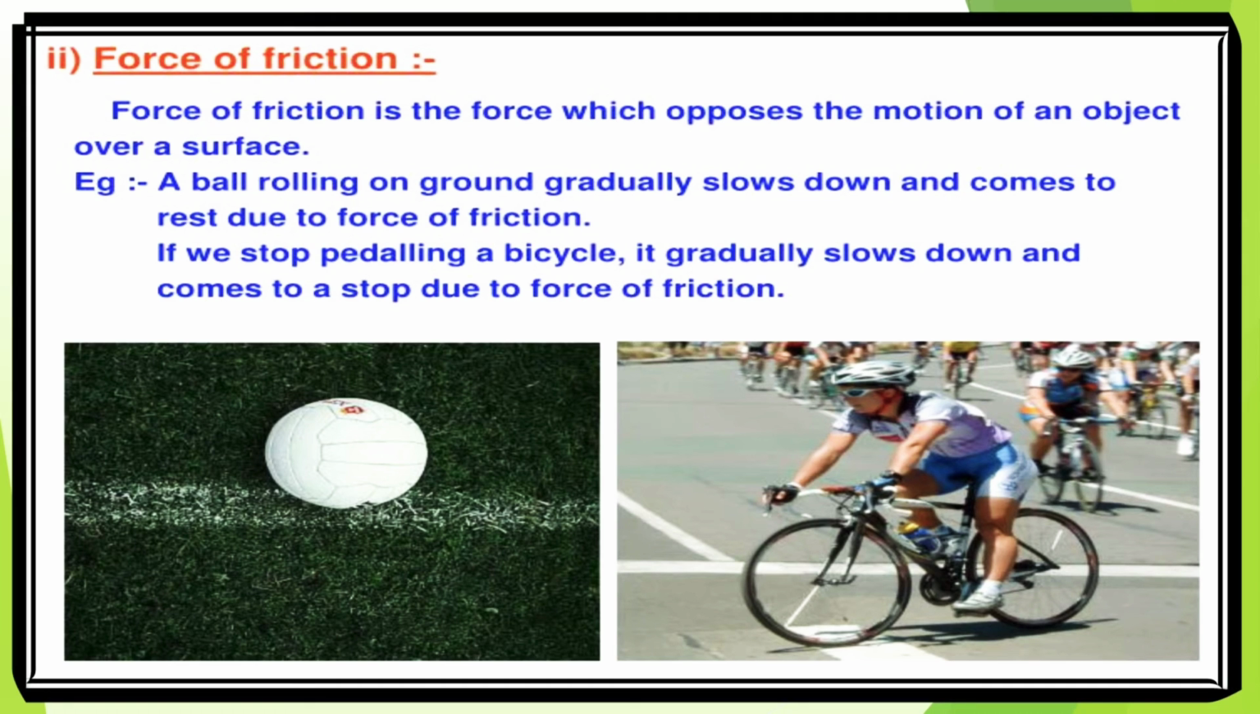How does it happen? This is all due to the force of friction. When a ball is rolling on the ground, gradually that ball slows down just because of the force of friction. The same thing happens to a bicycle also. If you stop pedaling, after some time the bicycle will stop automatically. That is all just due to the force of friction.